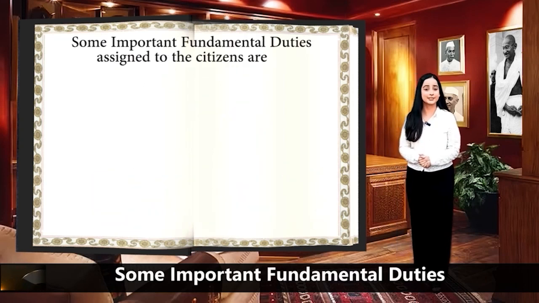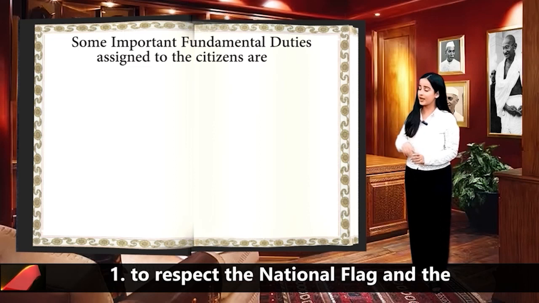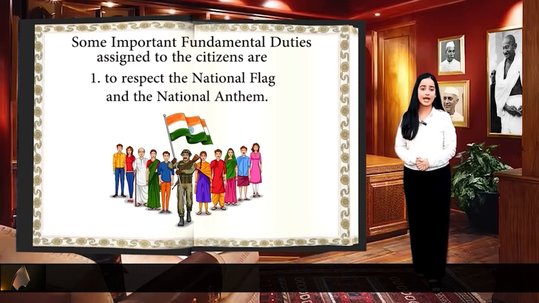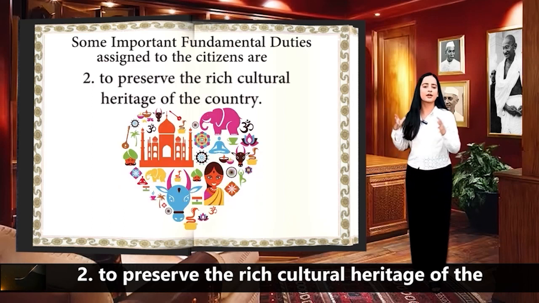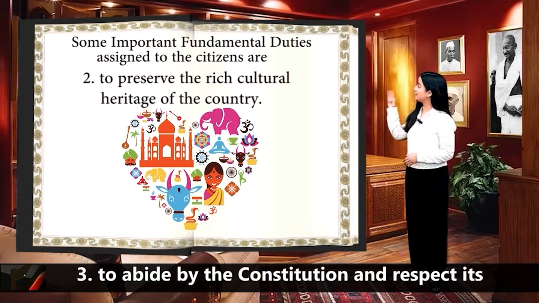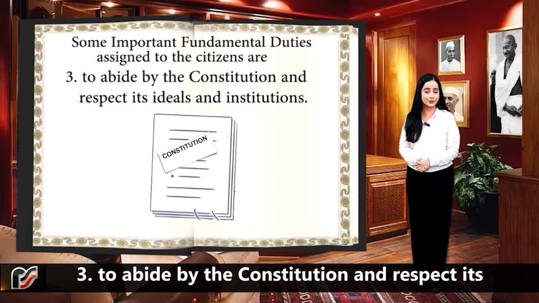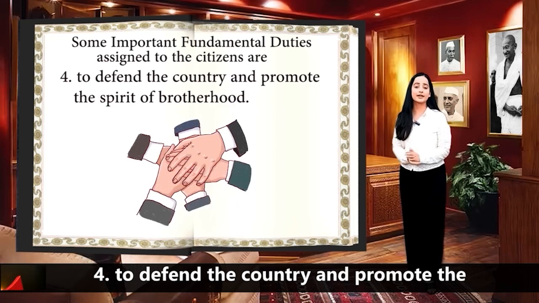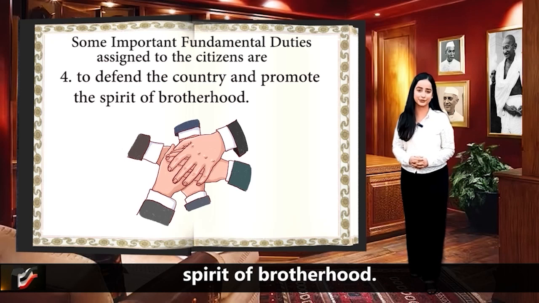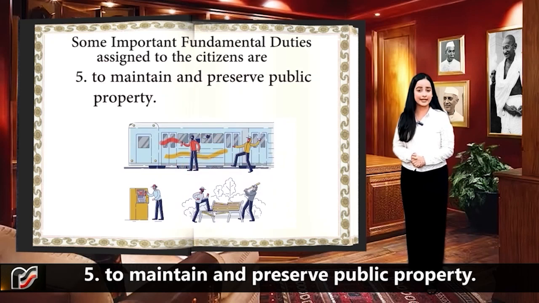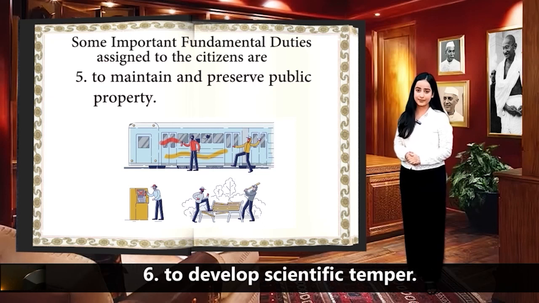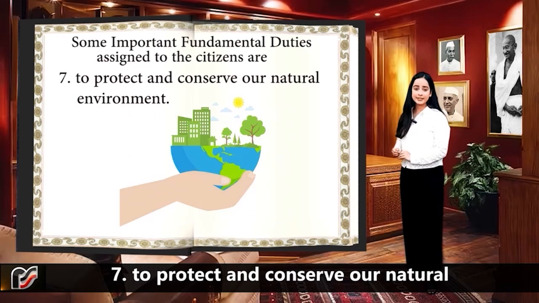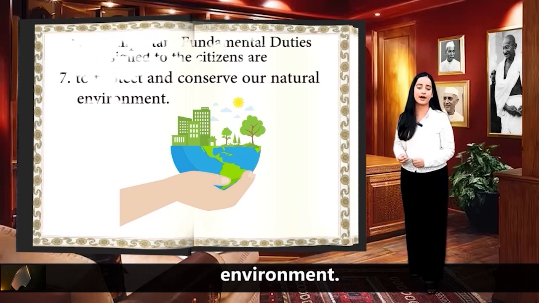Some important fundamental duties assigned to the citizens are: number one, to respect the national flag and the national anthem. Number two, to preserve the rich cultural heritage of the country. Number three, to abide by the Constitution and respect its ideals and institutions. Number four, to defend the country and promote the spirit of brotherhood. Number five, to maintain and preserve public property. Number six, to develop scientific temper. Number seven, to protect and conserve our natural environment.